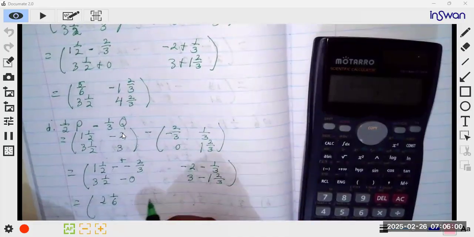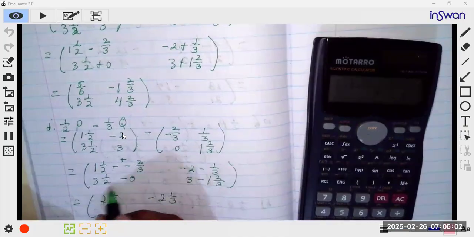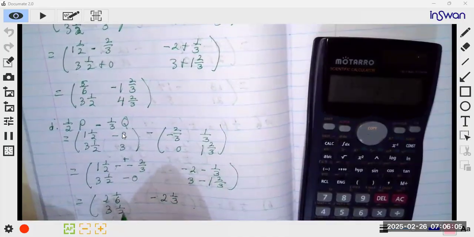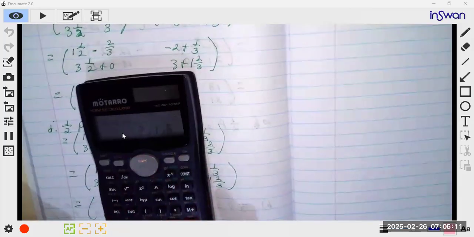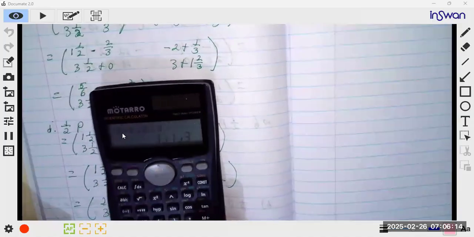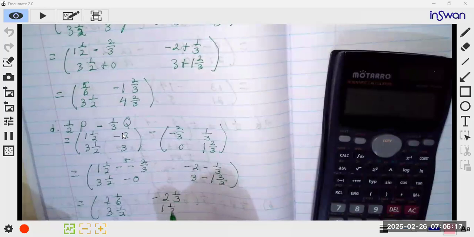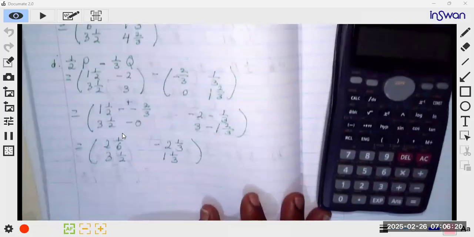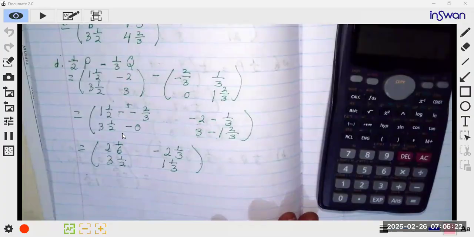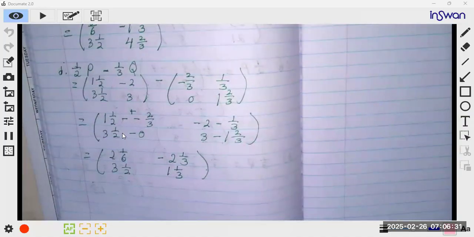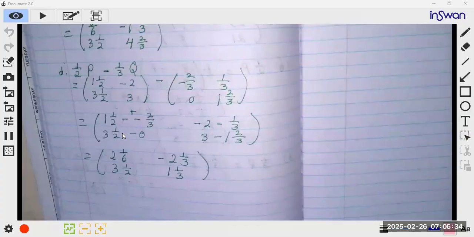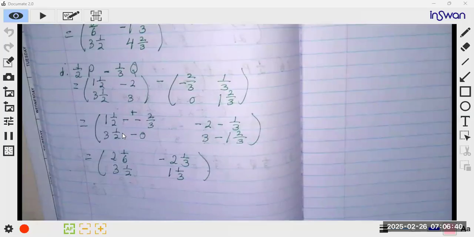Minus 2 minus 1/3 will be minus 2 1/3. 3.5 minus 0 will be 3.5. And 3 minus 1 2/3. 3 minus 1, 2 upon 3. Answer will be 1 1/3. All right, that's part D. And we have part E now. So can I go on to part E? Yeah.